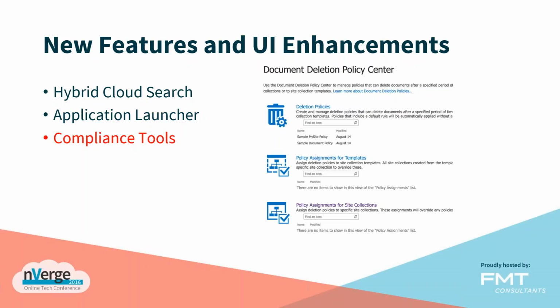With a document deletion policy, you can proactively reduce risk by deleting documents in a site after a specific period of time. For example, say you need to delete documents after 3 years. You can do this automatically with a deletion policy. So you can set up a rule that goes into every user's OneDrive for Business site and deletes documents that are older than 3 years.